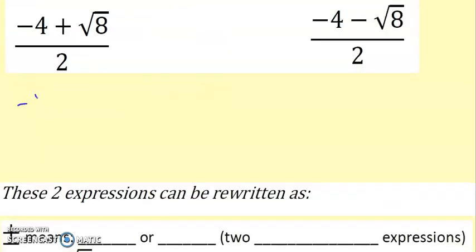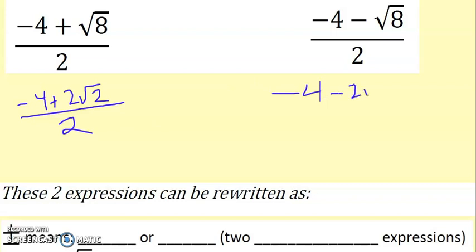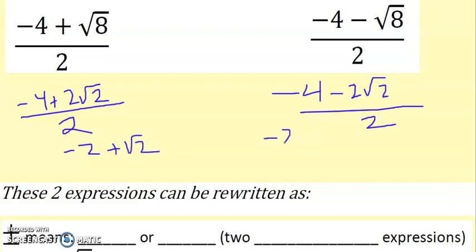So we have negative 4 plus 2 square root of 2. That's the same thing as the square root of 8 from before, all over 2. We have negative 4 minus 2 square root of 2, all over 2. This 2 means we divide each of these terms by 2. Negative 4 divided by 2 is negative 2. 2 square root of 2 divided by 2 is 1 square root of 2. We'll do the same thing for this one. We have negative 2 minus square root of 2.